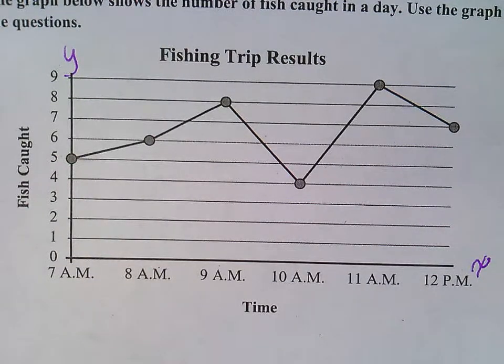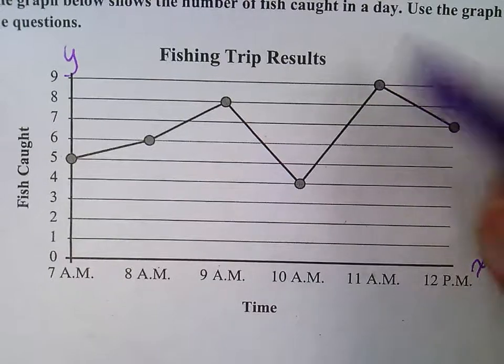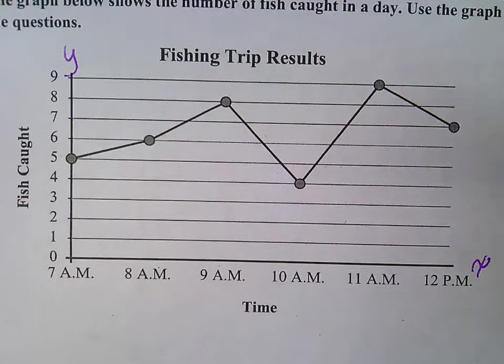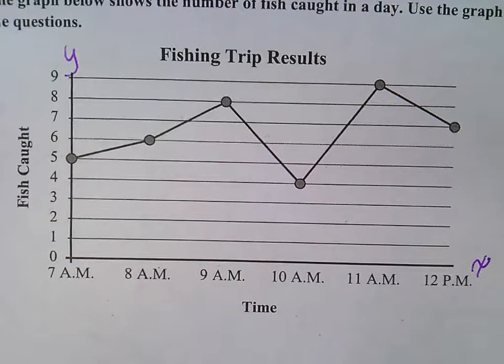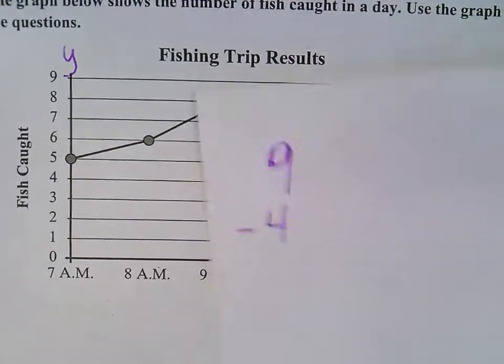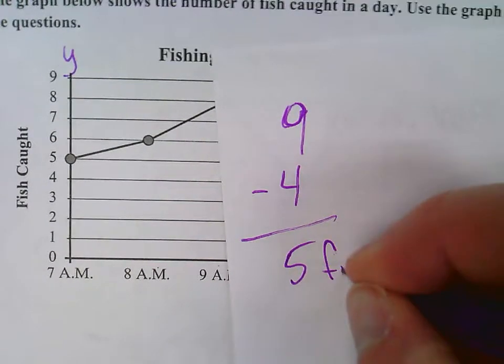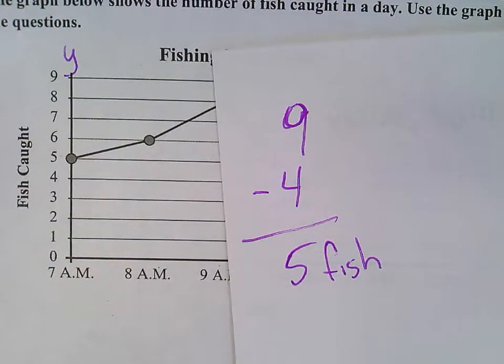Now, a couple different questions you might be asked about line graphs are: what is the range of the data? Very easily, the range is the difference between the highest data point and the lowest data point. So our highest data point here at 11 a.m. is 9 fish, and we're going to subtract from it our lowest data point, which is 4 fish at 10 a.m. So very simply put, 9 minus 4 is 5. So the range of our data is 5 fish.